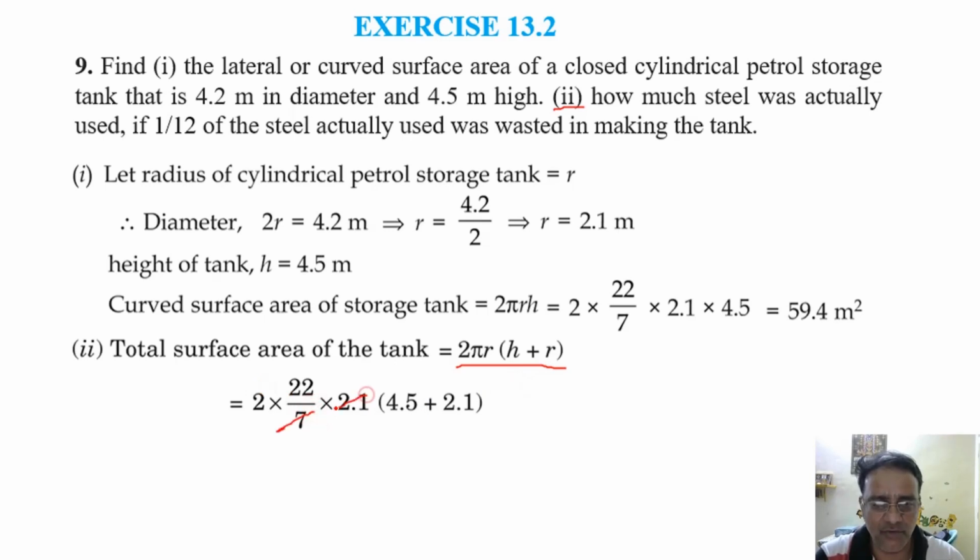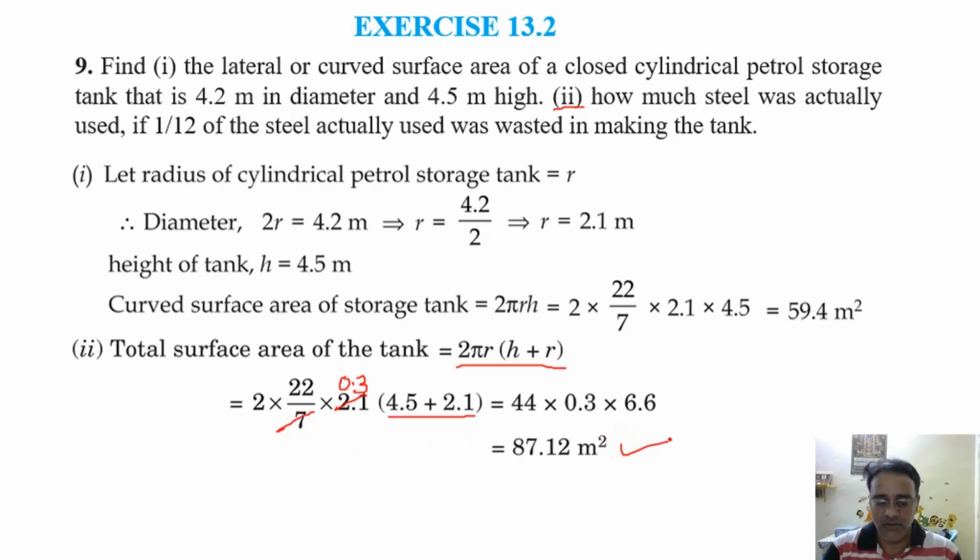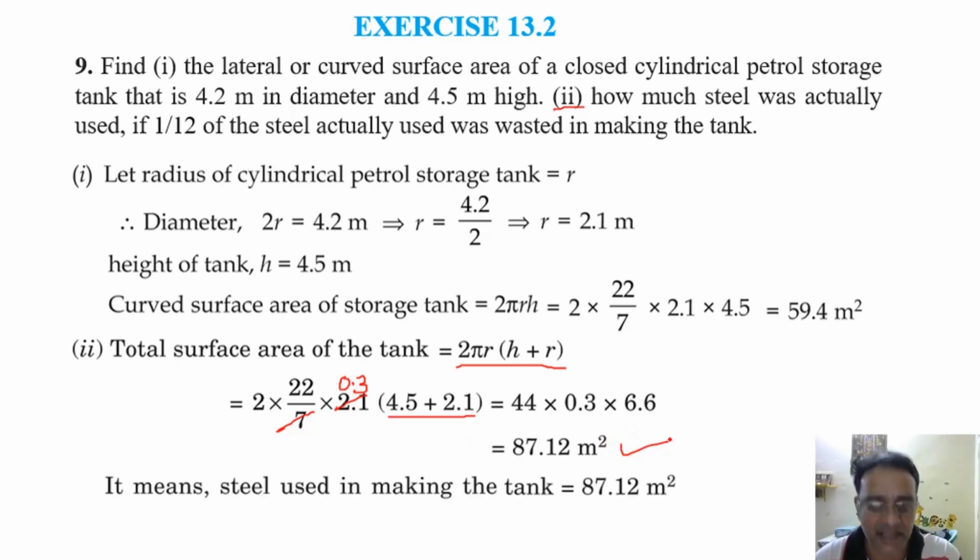Again, we can cancel here 0.3. If we add these two we'll get 6.6. So 44 into 0.3 into 6.6, we'll get 87.12 meter square. So this much steel is used in making the tank. But what is given in the question is that 1 by 12 of the steel actually used was wasted. This is the used steel, but out of the steel actually used, 1 by 12 was wasted. Only then do we get the total surface area of steel for the petrol storage tank.